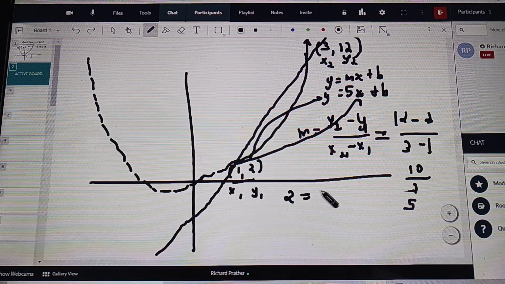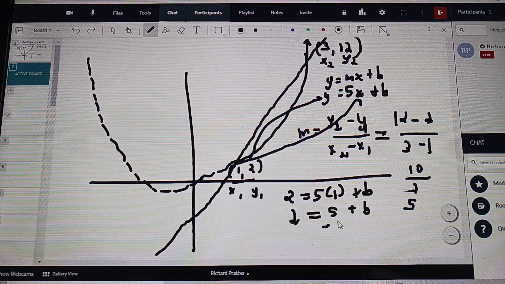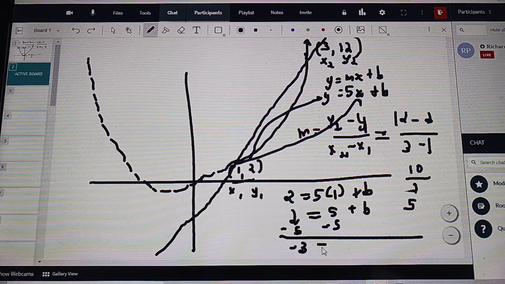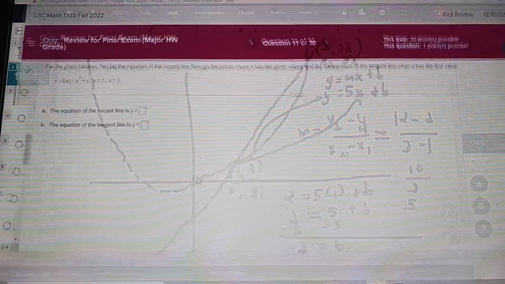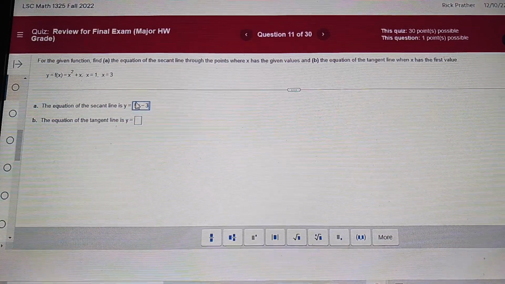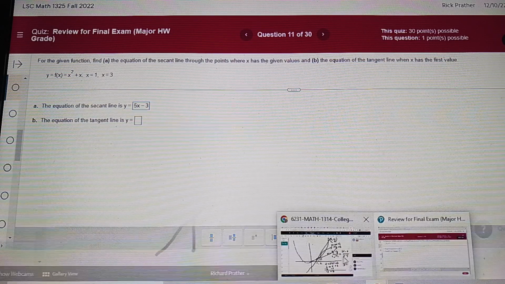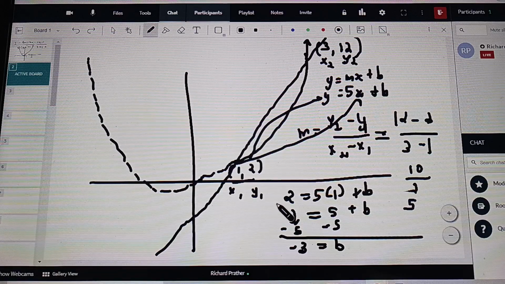2 equals 5 times 1 plus b. And 5 times 1 is 5. Subtract 5. 2 minus 5 is -3. So the equation of the secant line is 5x minus 3. They already have the y equals here, 5x minus 3. Then find the equation of a tangent line where x has the first value, because that's important since there would be a different tangent line at the other spot.